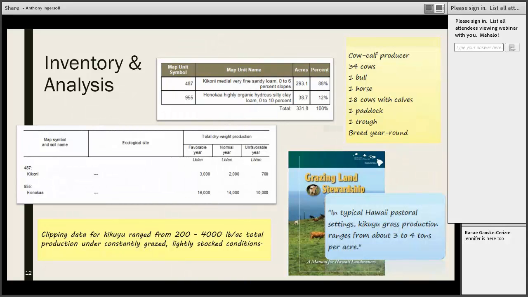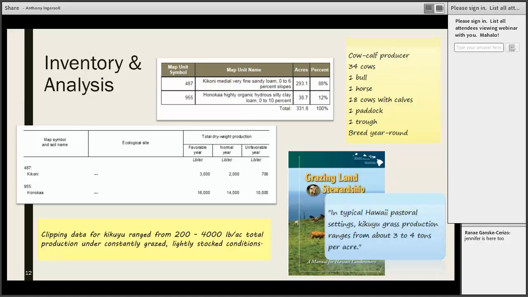So here we compare all the different sources of our data. What the soil tables tell us versus what we clipped, which again didn't represent annual production, so we didn't expect to find that, but it gives us an idea of what's out there now. And then we also compare that with some book values for kikuyu grass in Hawaii. We read in the Grazing Land Stewardship Manual that in Hawaii, pastoral settings, kikuyu grass production can range from 3 to 4 tons per acre. Okay, that's a number we can use, between 6,000 and 8,000 pounds.